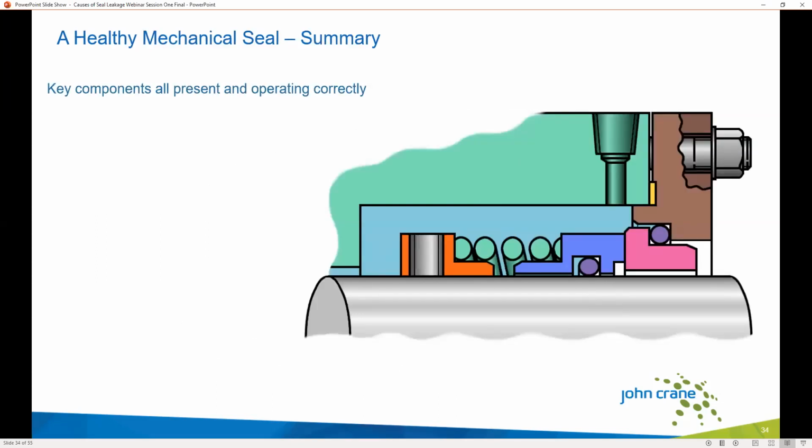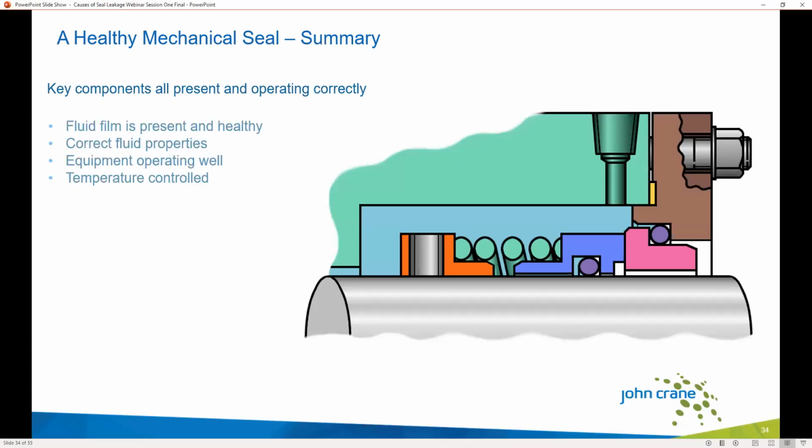So just to summarize that, for a mechanical seal to be operating healthily, all those key components have to be present and they have to be operating well. We need our fluid film to be present, and we need it to be healthy. We need it to have the right fluid properties. We want the equipment itself to be operating well. And we also want everything to be temperature controlled, not too hot, not too cold.